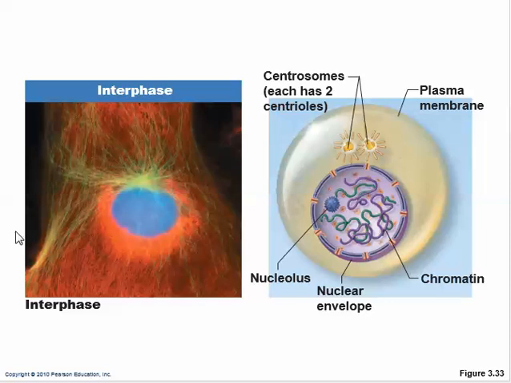So during interphase, the chromatin is all over the place, and all of the myofilaments and microtubules and all of that stuff is all throughout the cell. The chromatin is all unwound and being used for RNA synthesis, for transcription purposes in making proteins.